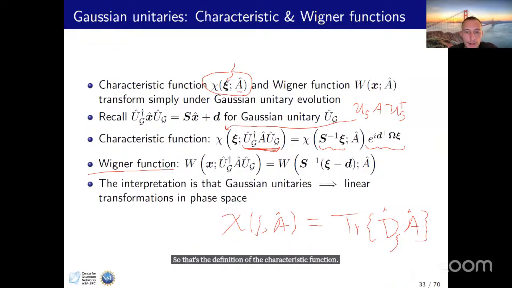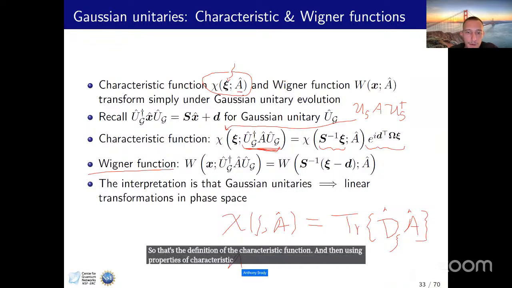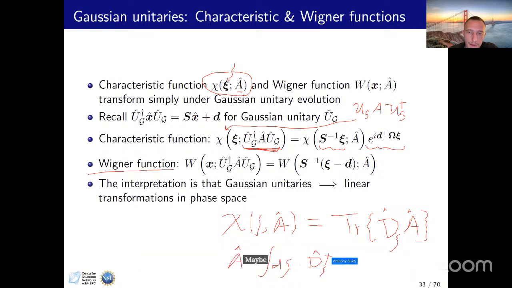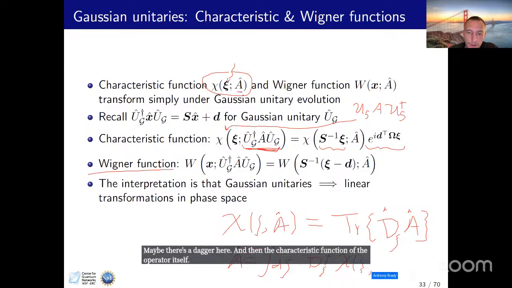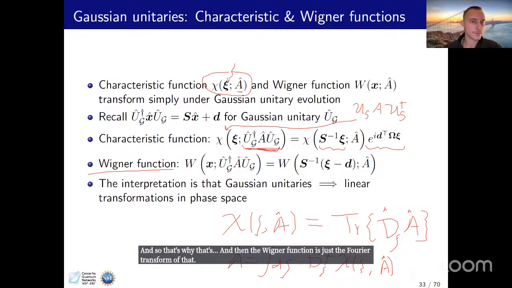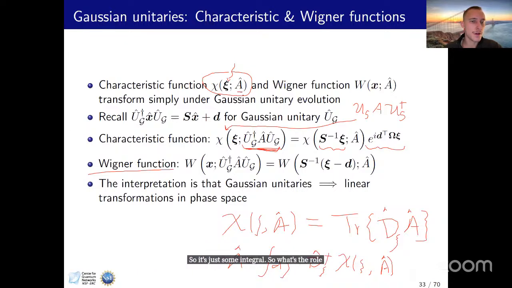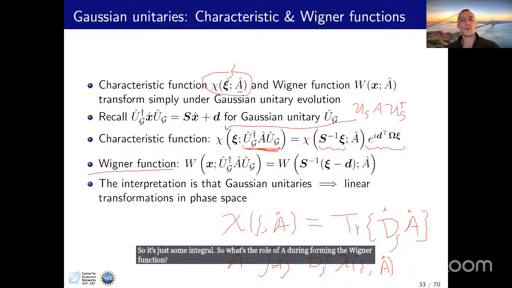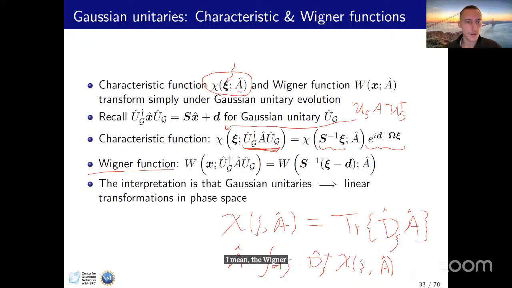Then using properties of the displacement operators, it turns out that you can write any operator in terms of a displacement, maybe there's a dagger here, and the characteristic function of the operator itself. And then the Wigner function is just the Fourier transform of that, so it's just some integral. So what's the role of A in forming the Wigner function? The Wigner function is a function of A. So yeah.